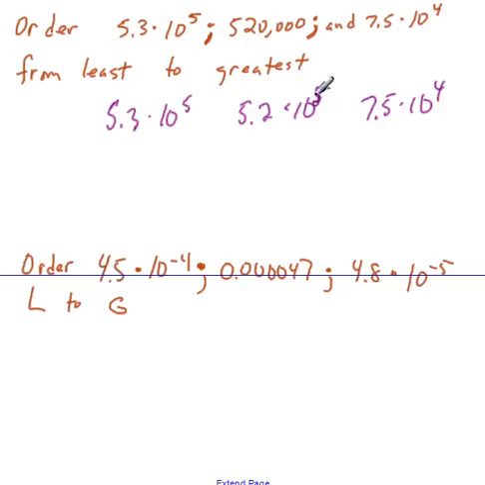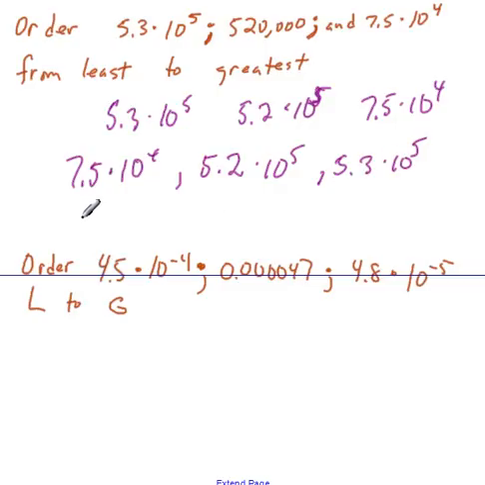So let me back up. Sorry, can't read my writing. So the 7.5 times 10 to the 4th has got to be smaller than these other numbers, even though their number preceding the power is bigger. And from least to greatest, this is going to be 7.5 times 10 to the 4th. Then I'll have 5.2 times 10 to the 5th, and then I'll have 5.3 times 10 to the 5th.